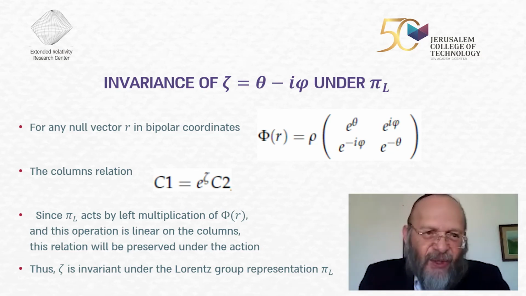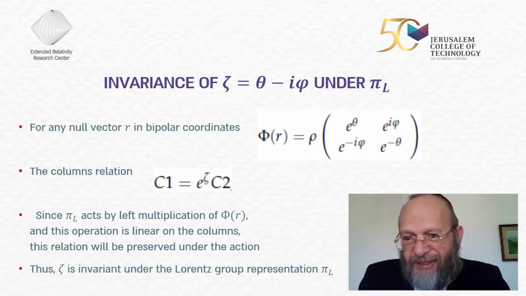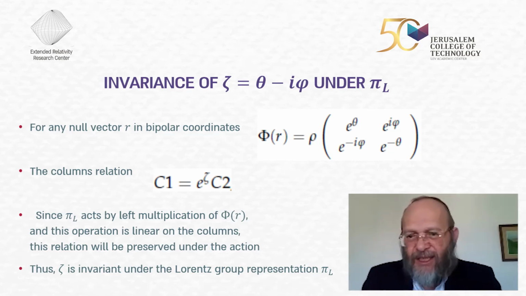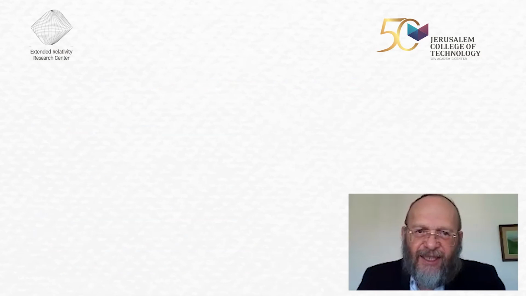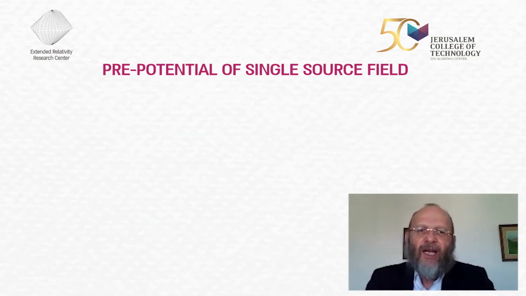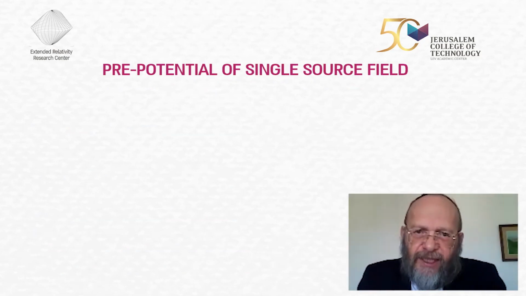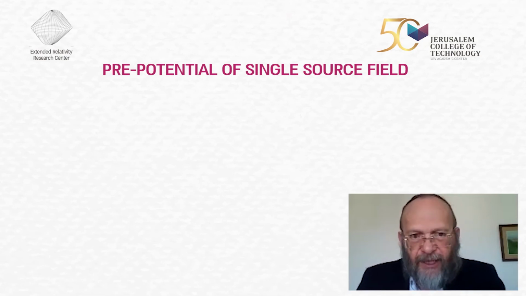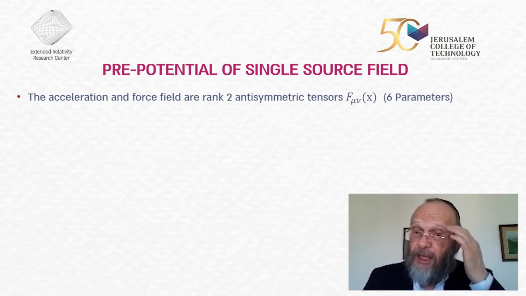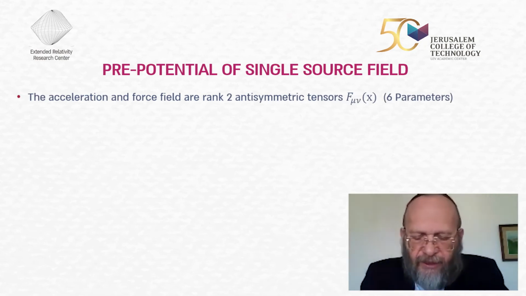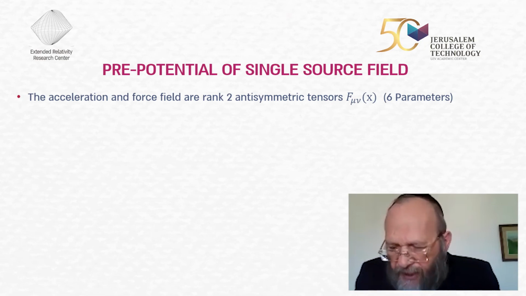Now, from this invariant, we will be able to describe the field. By the way, it's an invariant and measurable. It uses only what? The direction. The direction is the easiest thing to measure. We now define a pre-potential of a single source field. How do we define it? We are using something more connected with the electric field.